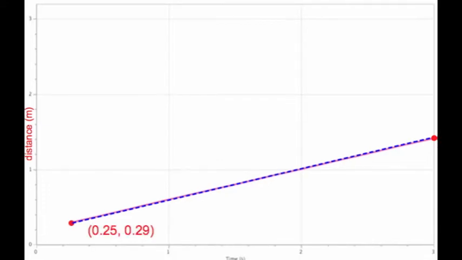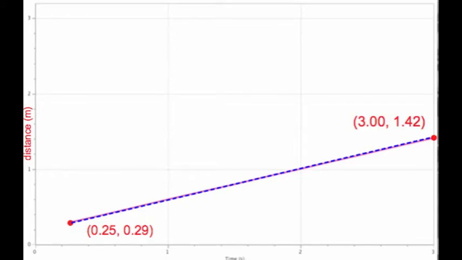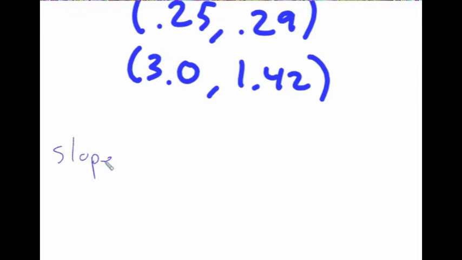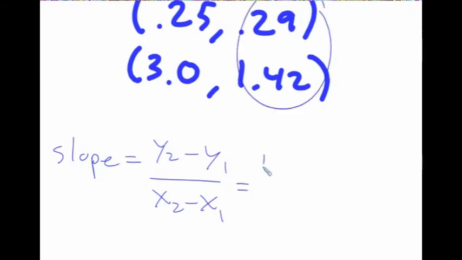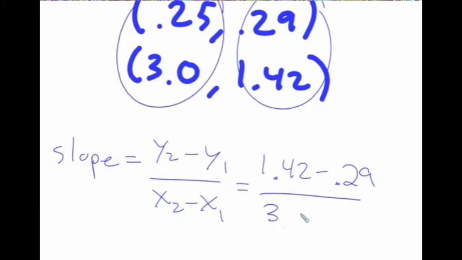To find the slope of the line, we need 2 points: 0.25, 0.29, and 3.0, 1.42. To find the slope of the line, we need to use the slope formula: y2 minus y1 divided by x2 minus x1. We start by subtracting the y's. The y's are right here: 1.42 minus 0.29. We divide that by the x's, which are right here: 3.0 minus 0.25. The slope of a distance versus time graph is speed.